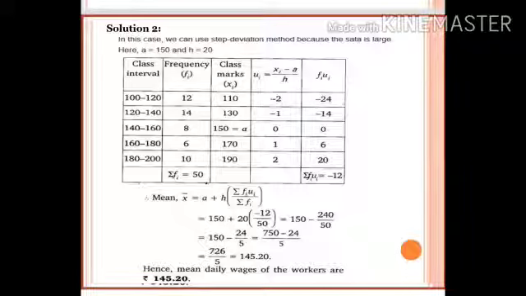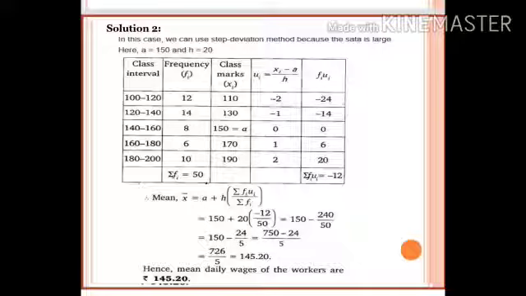Now class length and frequency are given to us. The sigma fi, that is the sum of the frequency, is 50. The first step is to find the class mark, that is 100 plus 120 upon 2, so 110. Now the width is 20, so 110 plus 20 is 130, plus 20 is 150, plus 20 is 170, plus 20 is 190. That is the class mark.